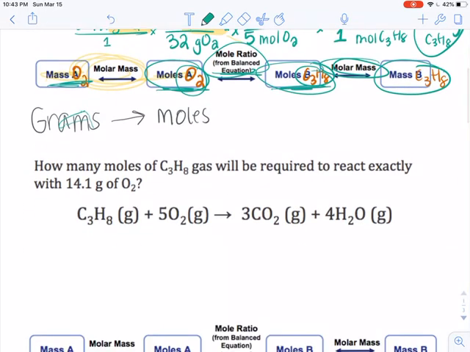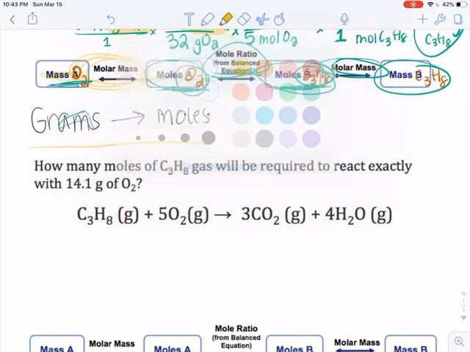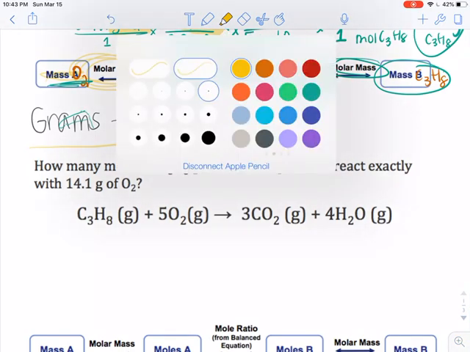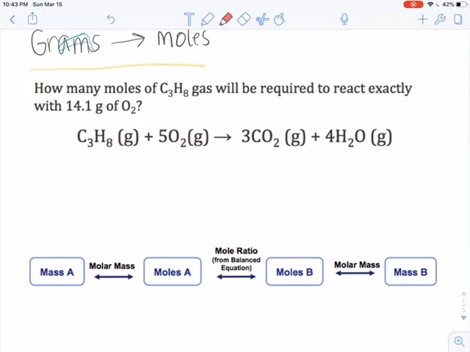We're next going to talk about what we would do if we have to go from grams of something to moles of something. Well, like we said before, we're always going to start with our given over 1. Our given is grams of O2, so we are going 14.1 grams of O2 over 1. And I'm going to pause a second and remind myself I'm going grams of O2 to moles of C3H8.